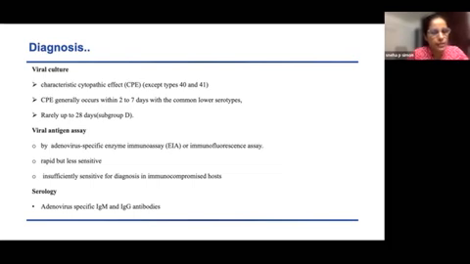Viral antigen assay by using adenovirus-specific enzyme immunoassay or immunofluorescence assay. It is rapid but less sensitive, and the use in an immunocompromised host is not that sensitive. Serology, same as CMV, we can use IgM, IgG antibodies.